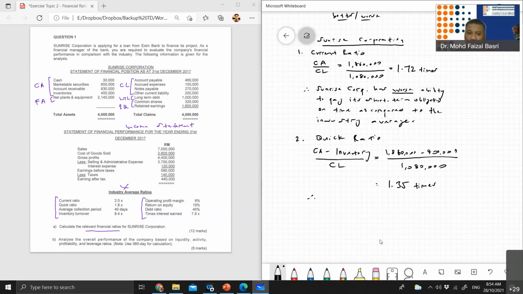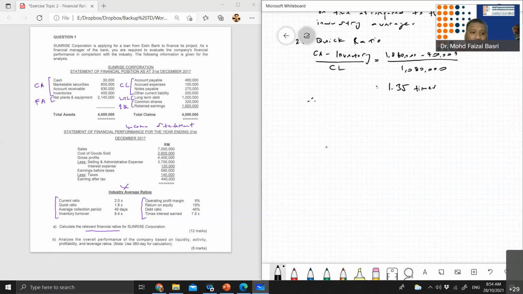Moving on, because I have about 5 minutes left. Number 3 is the average collection period, ACP. ACP of 40 days is the industry average. So how to calculate? Based on ACP, the formula is account receivable divided by sales times 360. Why do I use 360? The question also says to use 360 days for calculation. Usually for our ratios, in fact in most of finance, we use 360. So we don't use 365, we use 360.